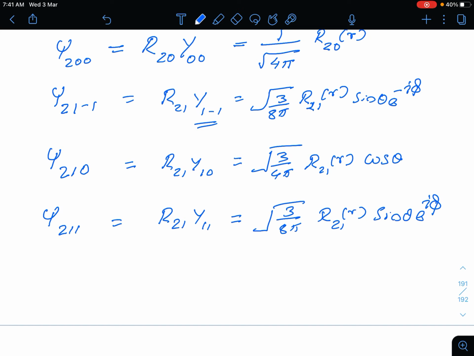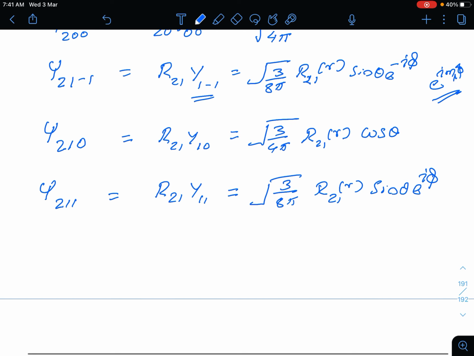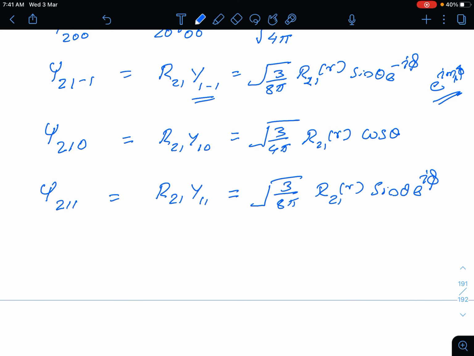You know the phi function is e raised to i ML phi, that is why it is written this way; you can tell just by looking at it. So these are the 4 wave functions associated with the hydrogen atom n is equal to 2 state.